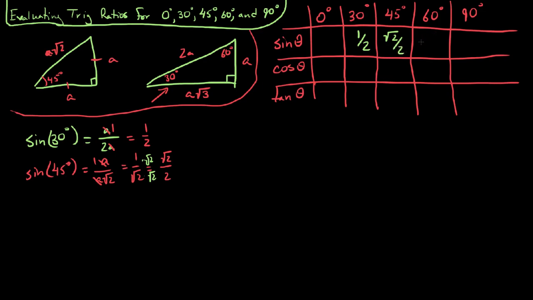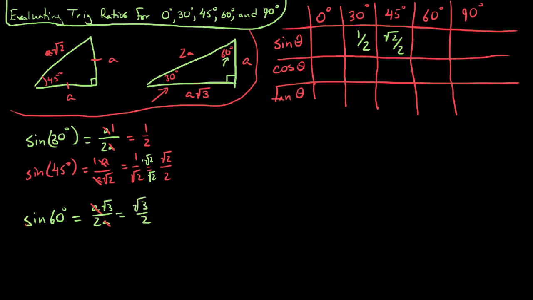And then let's go over to 60 degrees and see what we find out. Sine of 60 degrees. So our 60 degree angle, which is up here, sine of that would be opposite of that, which is A radical 3, all over the hypotenuse length of 2A. So our A's again cancel, and we get left with radical 3 over 2.